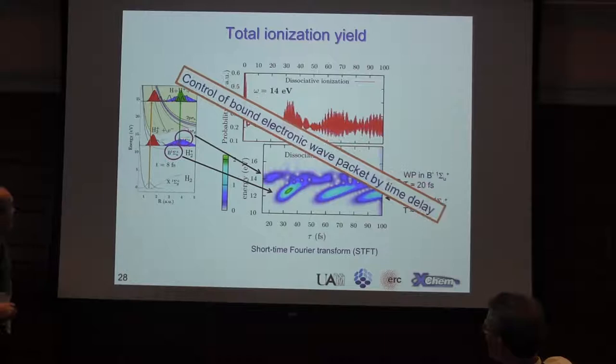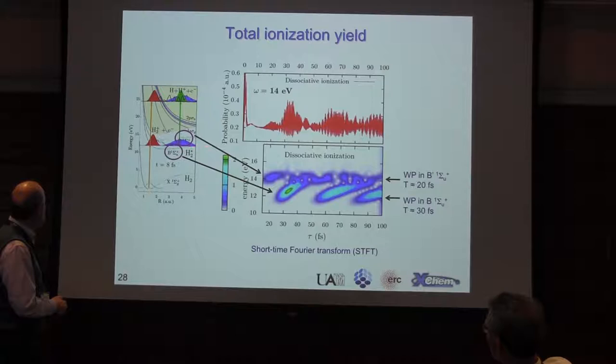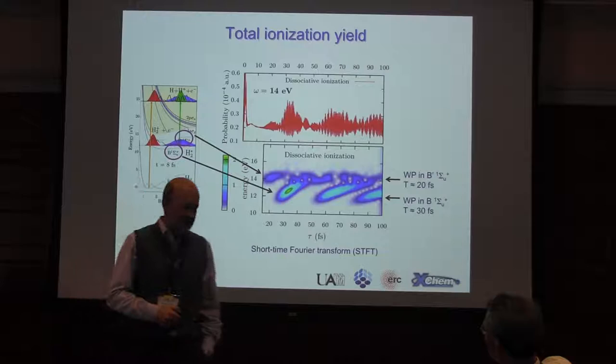The B prime is this one over here. It dissociates here. One dissociates into the 2s excited hydrogen and the other one into 2p.